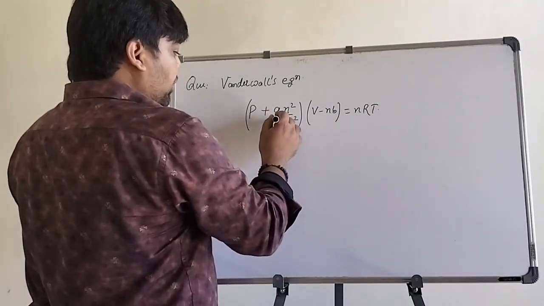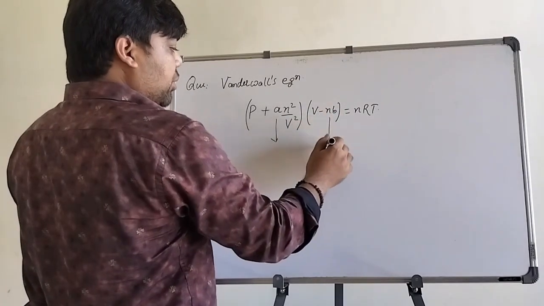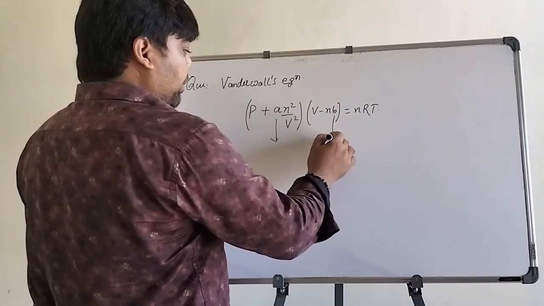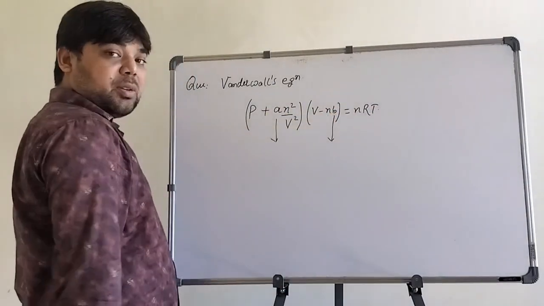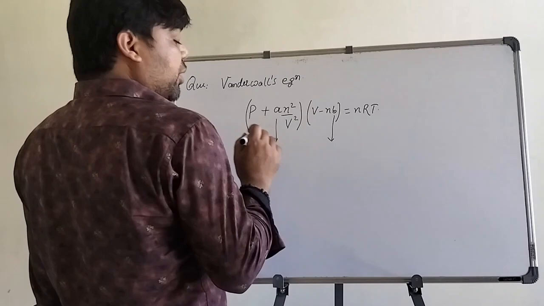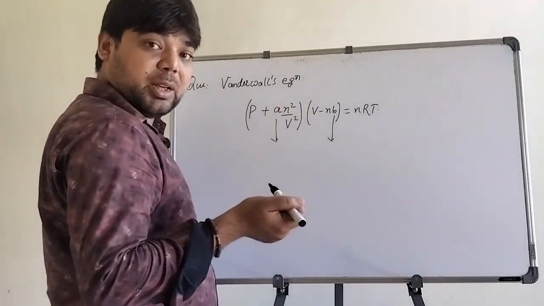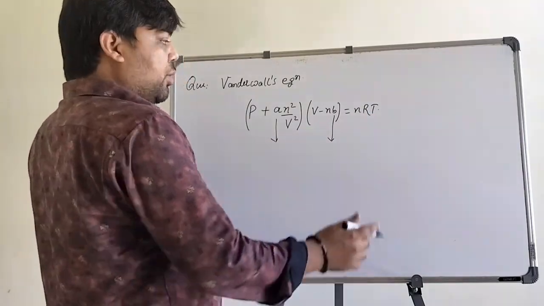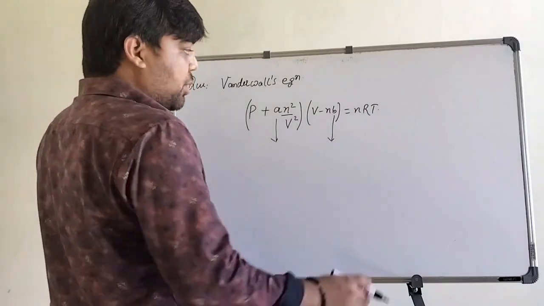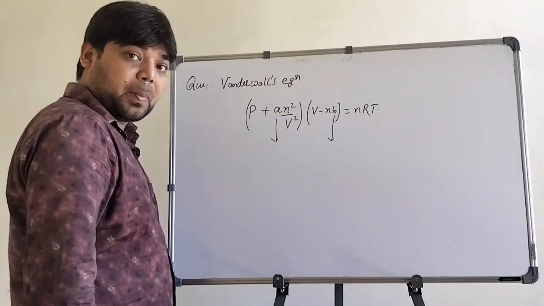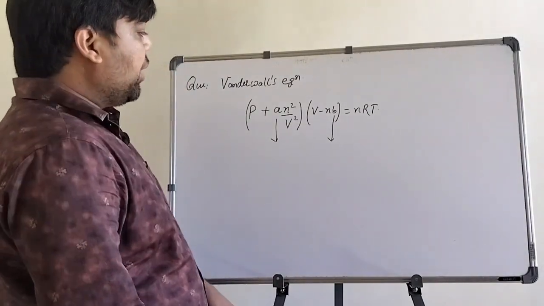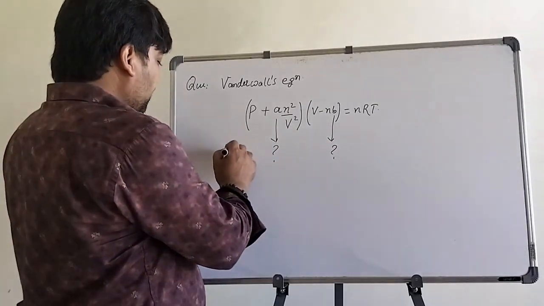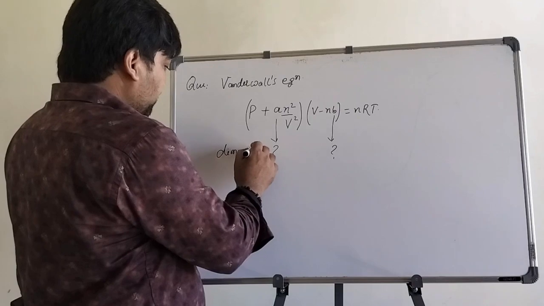So in this we want to calculate the dimension of some unknown quantities a and b. But first we try to understand what the known quantities are. P is known, which is pressure, V is volume, n is the number of atoms, which is in moles, R is the universal gas constant, and T is the temperature, right? Now, how can you calculate the dimension of this?